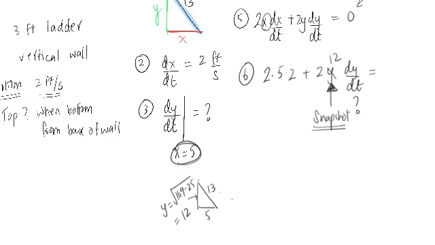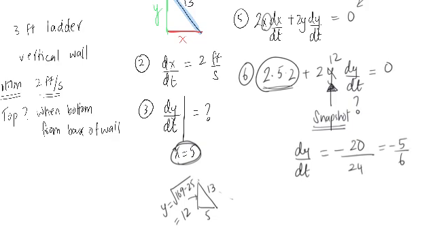So now I can just solve this for dy/dt, and I get dy/dt is negative 20, that's this number, moved to the other side, divided by 24. So I get negative 5 over 6 feet per second, right? Everything here was in feet. The ladder was in feet, and this dx/dt was in feet per second. So the final answer is going to be negative 5/6 feet per second.